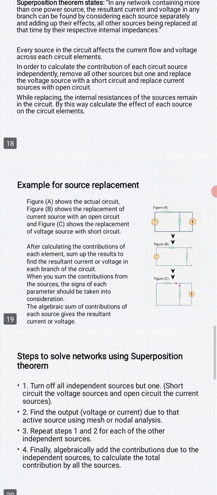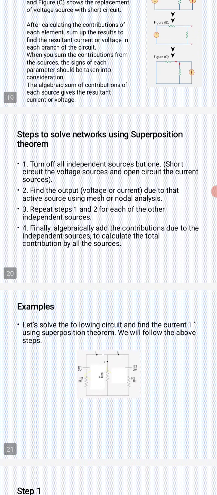Steps to solve the network using the superposition theorem. There are 4 steps to solve any electrical network using the superposition theorem. Step number 1: turn off all independent sources but one. You have to turn off any one of these, either a voltage source or a current source. Then find the voltage or current due to that active source using mesh or node analysis.